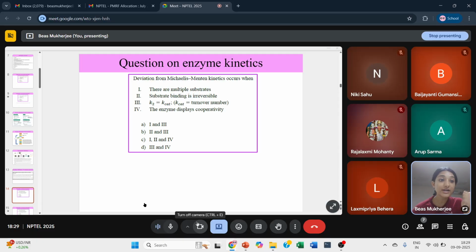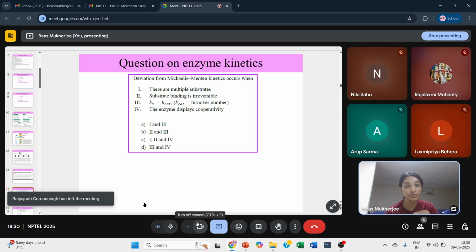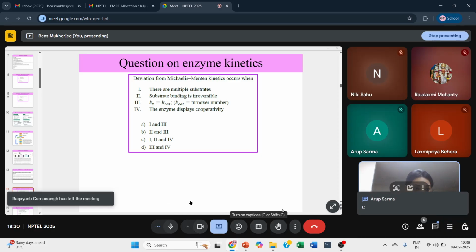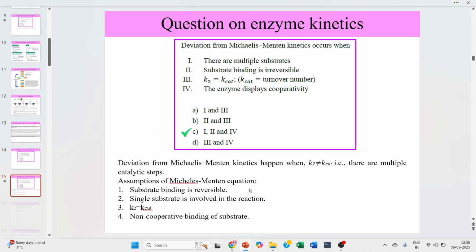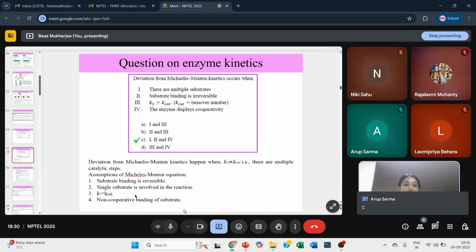Now see, when do the Michaelis-Menten equation and the Michaelis-Menten laws not hold true? So there are different options. One is when there are many substrates, when the substrate binding is irreversible, K2 is equal to Kcat, where Kcat is your turnover number, and the enzyme displays cooperativity. So, which are the scenarios in which Michaelis-Menten laws will not hold true? You can answer in the chat box if you remember. C. Okay, let's see. Yes, that's very correct. C is the right answer.